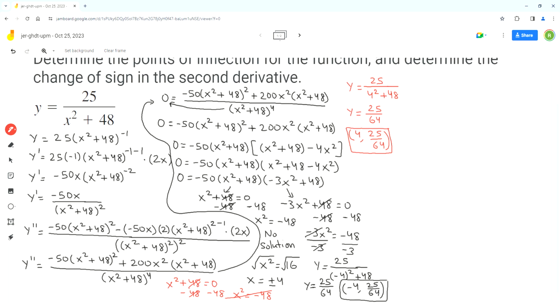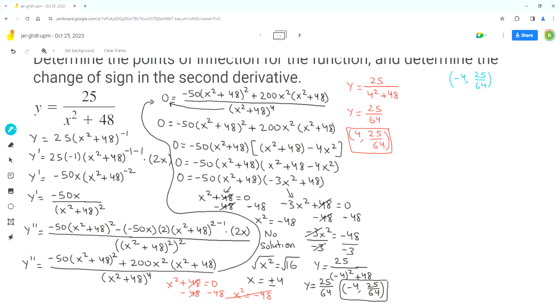Now we have to determine the change of sign in the second derivative for both inflection points. So let's start with the first inflection point, negative 4, 25 over 64. So we have to determine the sign of y double prime on the left and right side of this inflection point to find out whether the curve is concave up or down on the left and the right hand side of this inflection point.